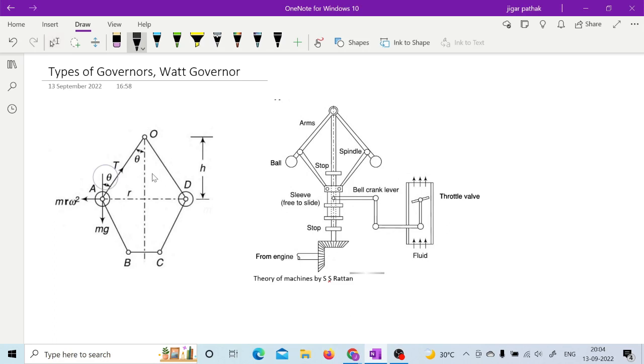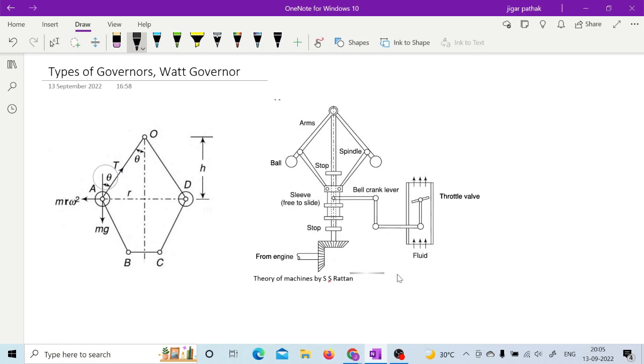Similarly, governor is also doing the same, but it is actually regulating the speed, right, by increasing or decreasing the supply of fuel. Sorry, actually I was telling that it also maintains the supply of the fuel. Yes, it is going to do so by regulating the fuel supply, right?